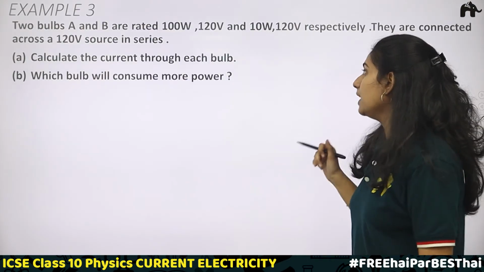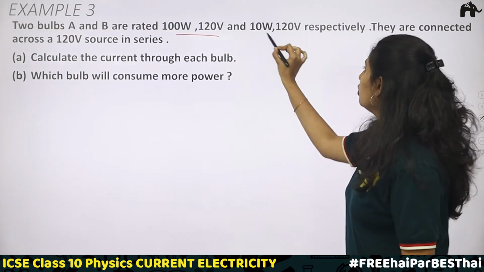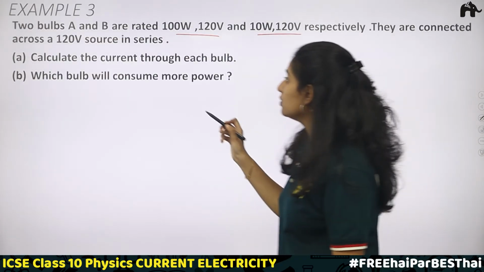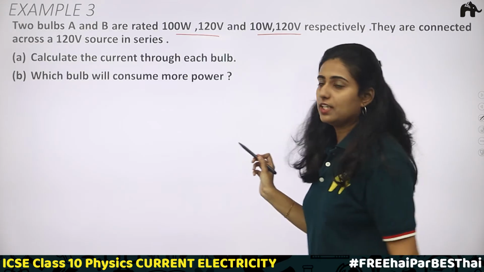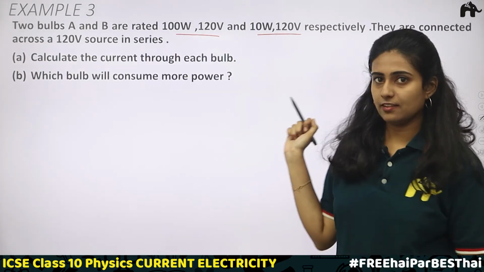Third example: two bulbs A and B rated 100 watt 120 volt and 10 watt 120 volt respectively. They are connected across a 120 volt source in series. Calculate the current through each bulb. Which bulb will consume more power? These are the two questions we have to answer.